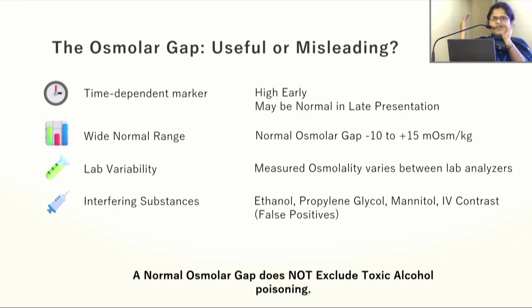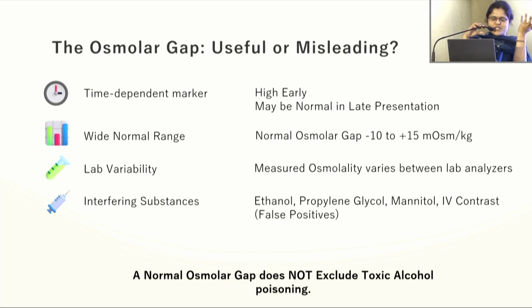So say a patient had a baseline level of -15 milliosmoles, and he had consumed methanol, and his osmolarity level rose by 20, what will be his measured osmoles now? -15 to +20, it will be only +5. In that case, you will think it is a normal osmolar gap, whereas it has actually elevated. So because of the wide normal range, you might miss the toxic detection.